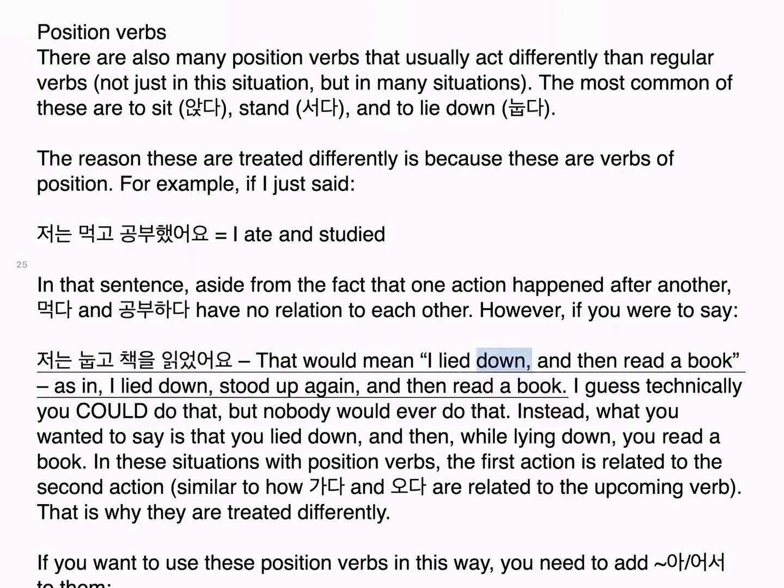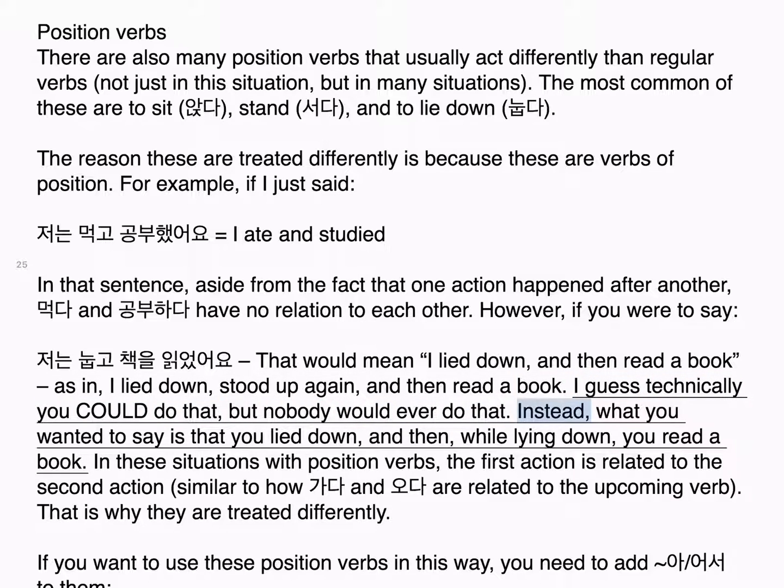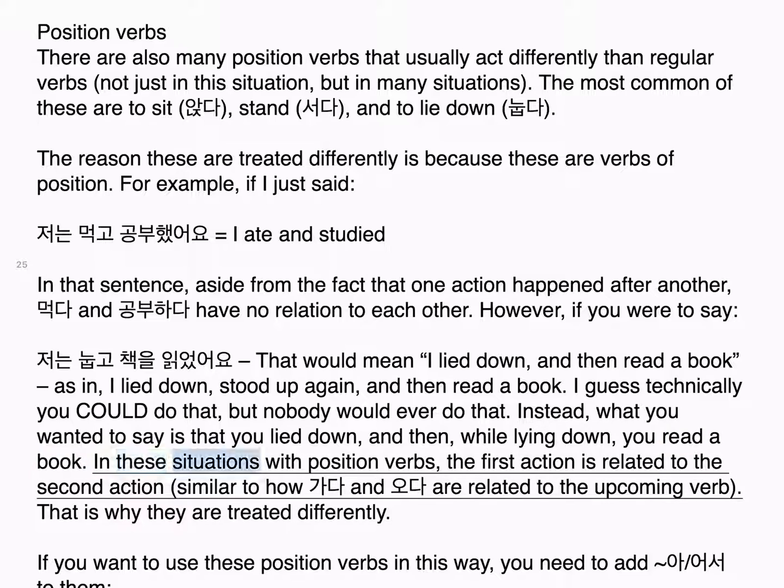That would mean I lie down, and then read a book, as in, I lied down, stood up again, and then read a book. I guess technically you could do that, but nobody would ever do that. Instead, what you wanted to say is that you lied down, and then, while lying down, you read a book. In these situations with position verbs, the first action is related to the second action, similar to how 가다 and 오다 are related to the upcoming verb. That is why they are treated differently.